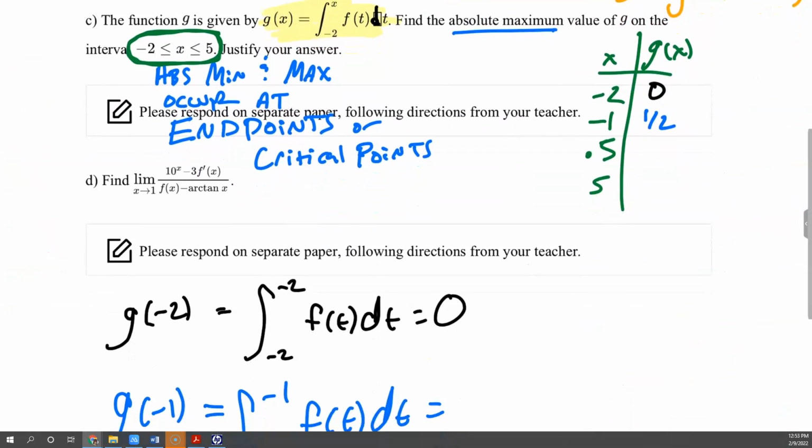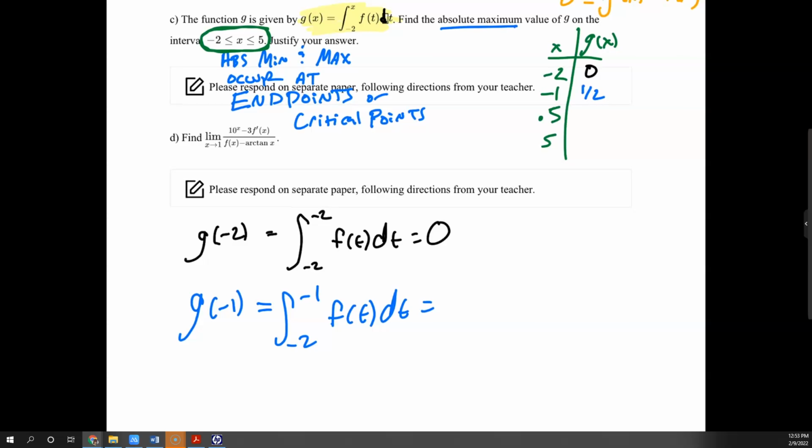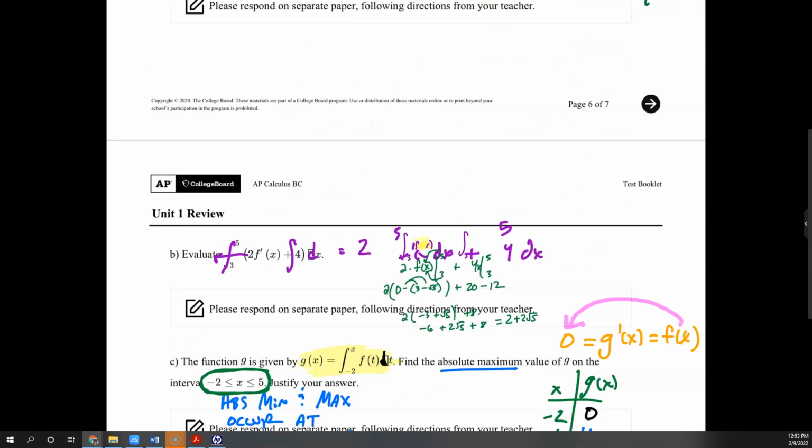Now I'm going to do G of 0.5. Looks so stressful. It's not. It's literally what we've been doing. You're good. Okay, -2 to 0.5 of f of t dt. In real words, what does that mean? The area under the curve from -2 to 0.5. You guys got it. Let's go.